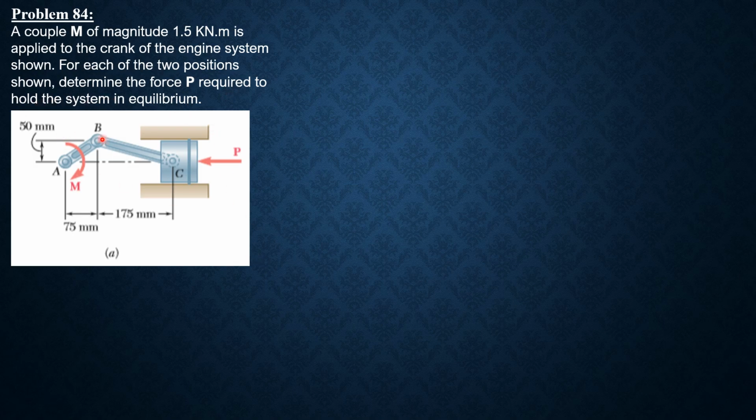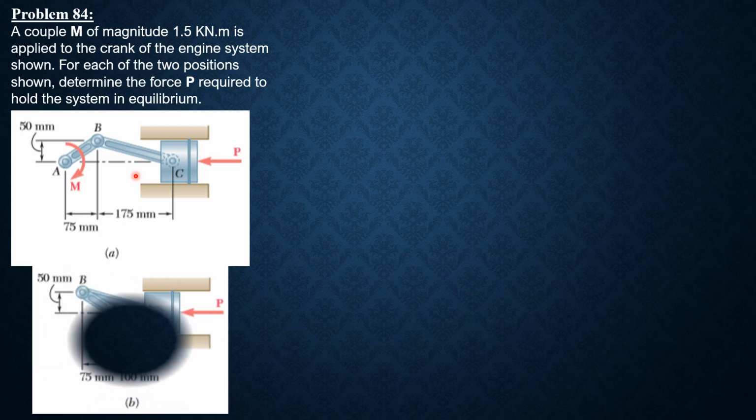So take note that B will move, A is free to rotate but cannot move horizontally and vertically. So this couple is applied on AB, so this piston will adjust itself. That's why you have this force P here. The force in link BC is denoted by PBC and it is expected to be in compression. So this is the second situation.